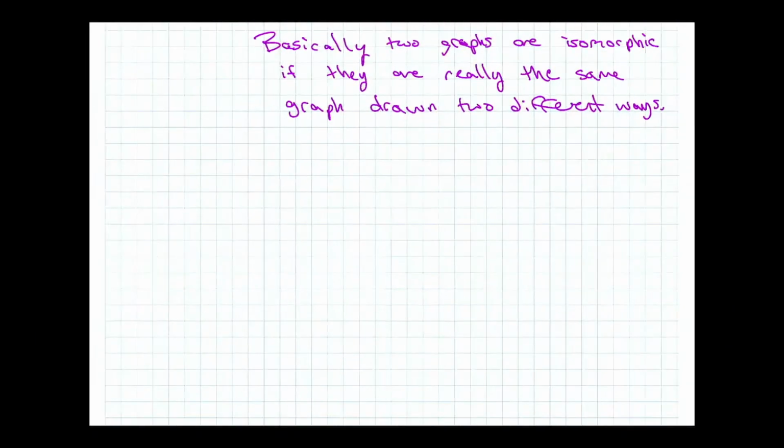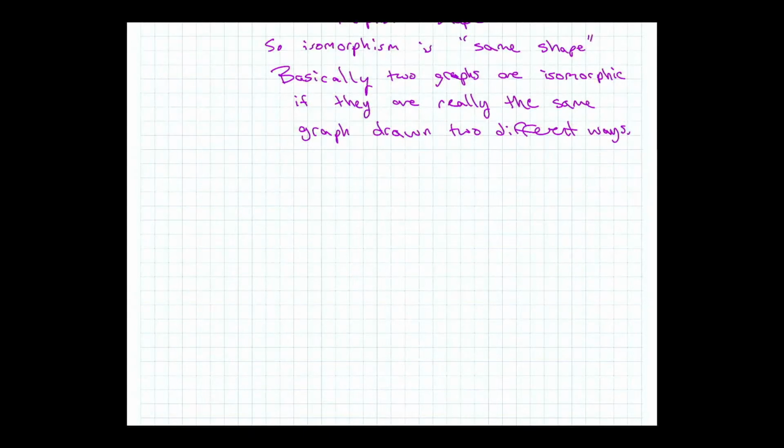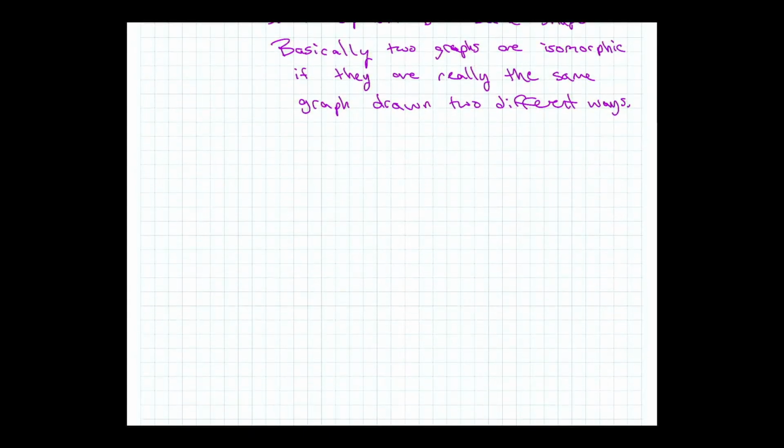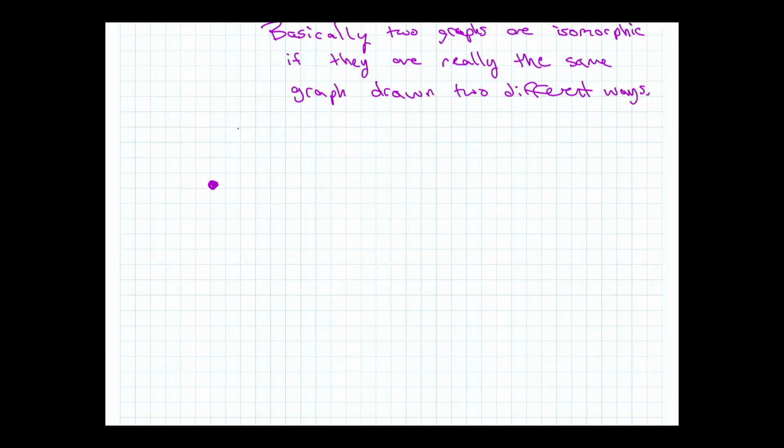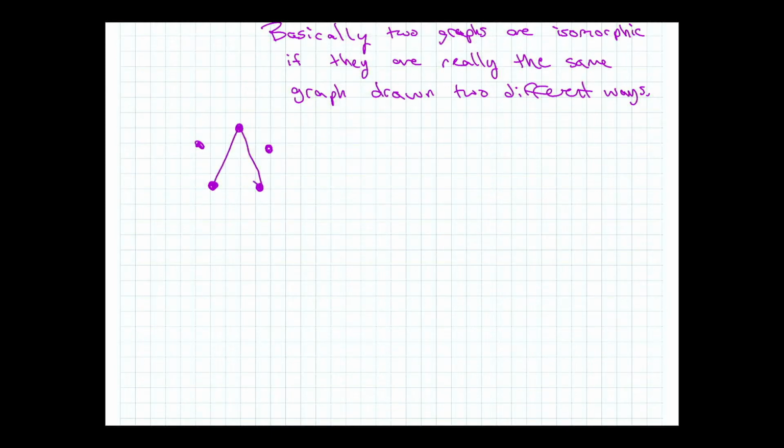Now, that might seem silly. You're like, well, what does it mean that they're the same graph? Why do we even need a definition? Well, it's just that some pictures look different. So if I draw a graph and I do this, here's G and here's H. These are really the same graph. And you think, okay, what does that really mean that they're the same graph?